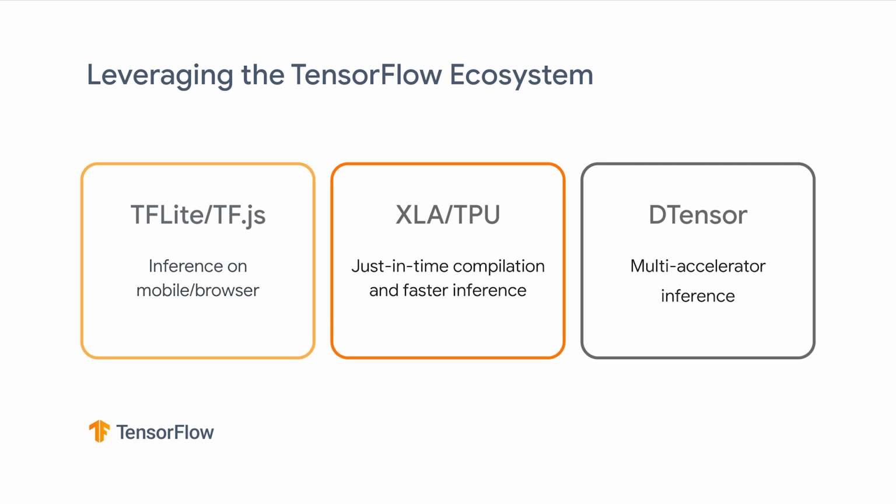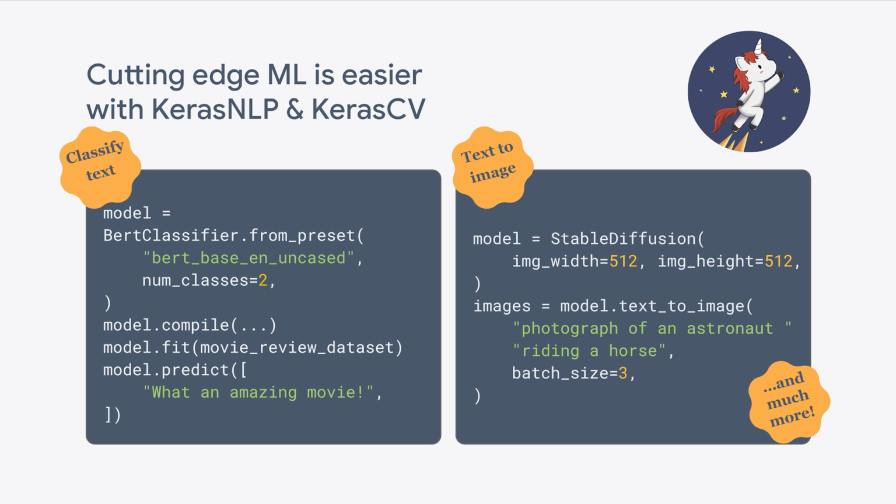Since the default backend in Keras Core is TensorFlow, I want to highlight that KerasCV and KerasNLP models are still compatible with all of your favorite TensorFlow features, including TensorFlow Lite and TensorFlow JS for inference on mobile devices and the browser, XLA compilation and TPU acceleration for fast inference, and dtensor for multi-accelerator inference, which is important for the latest language models with weights as large as tens of gigabytes. Now you understand how cool Keras Core is.